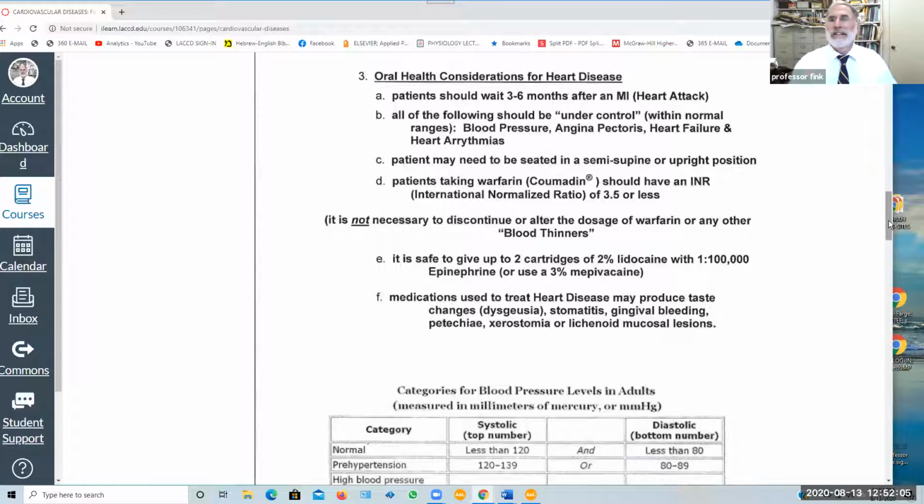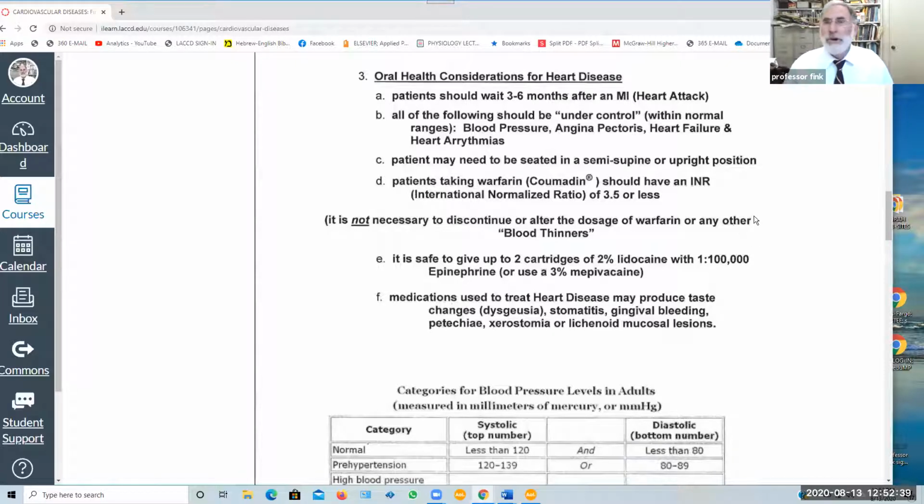Patients may need to be seated in a semi-supine or upright position because many antihypertensive drugs taken for high blood pressure create a condition of postural hypotension or orthostatic hypotension, where the person tends to feel faint upon going from a reclining position to an upright position quickly. If the patient is taking blood thinners, specifically Coumadin, warfarin, they should have an INR, an international normalized ratio, of 3.5 or less.